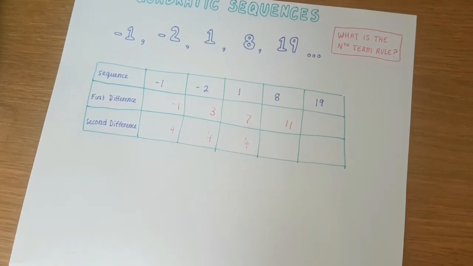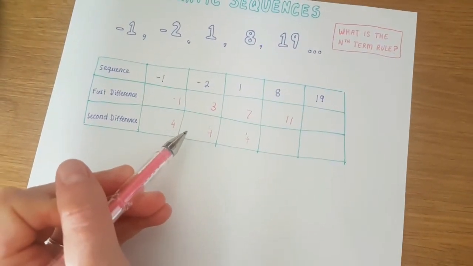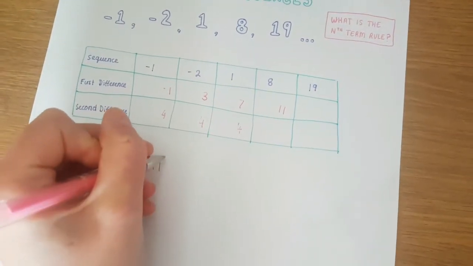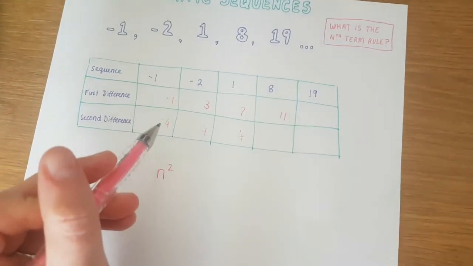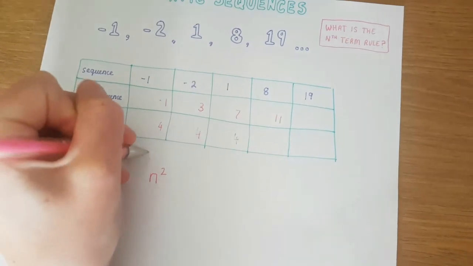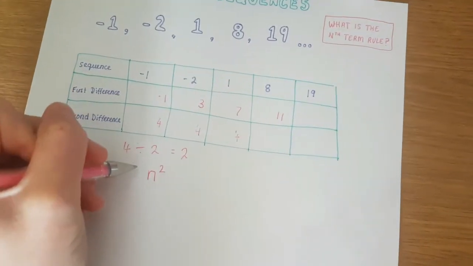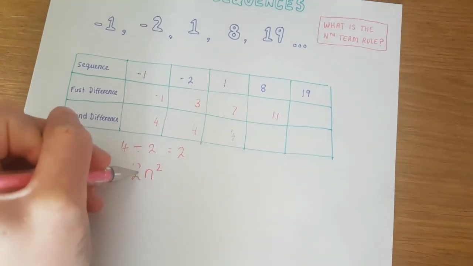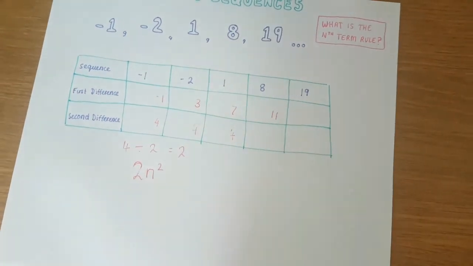Once I have my second difference, this tells me what my coefficient is going to be on the n squared. If it's a quadratic sequence, I know it's going to have n squared in it. Because my second difference is 4, I divide my second difference by 2. In this case, that's going to give me 2, and this is going to be the number next to my n squared. So this is the first part of my rule for a quadratic sequence.